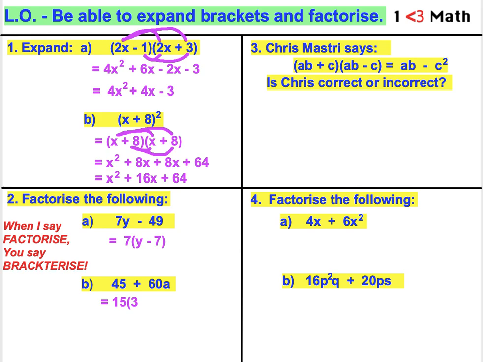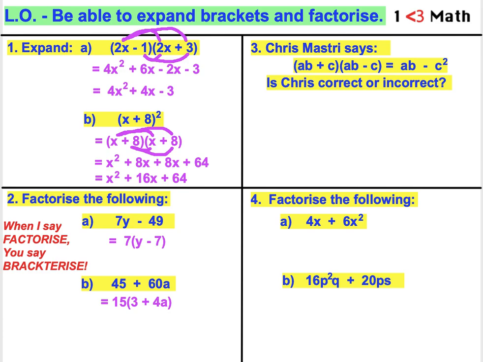Then we need to get plus 60a. Now 15 times 4 is 60, but we need the a as well, so it's going to be 3 plus 4a in the bracket. And if you multiplied that out, you would have 45 plus 60a. So that's the correct factorisation of part B.